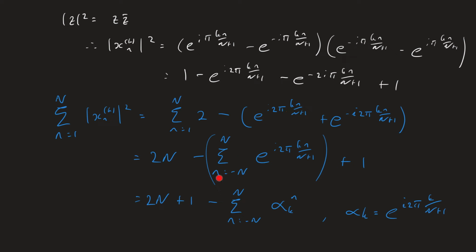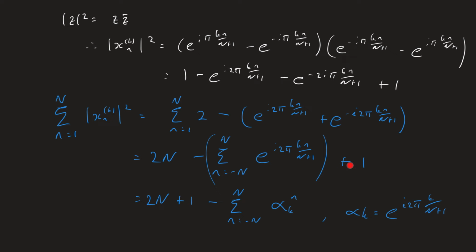When little n equals 0, e to the 0 is 1, so this summation here will be 1 larger than what we want. Because we're subtracting this sum from 2n, that means that to compensate for this being 1 larger, we actually have to add 1 at the end here. So we're subtracting off a number that's 1 too big, so we add 1 to compensate.